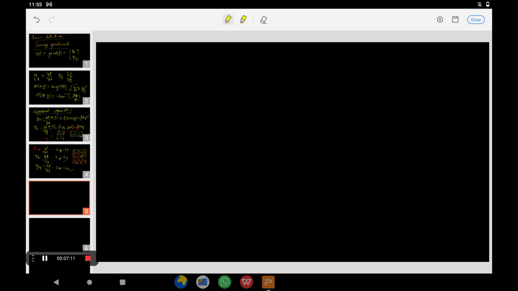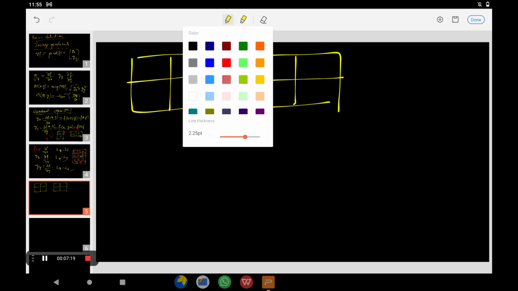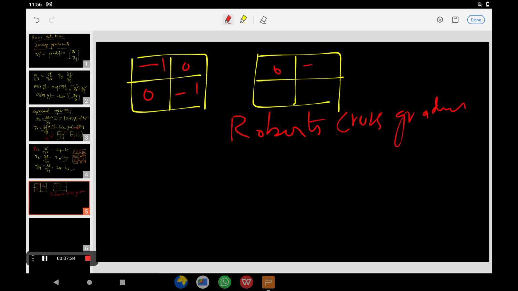For Roberts also, they propose the 2x2 image gradients. I will represent the Roberts cross gradients. The Roberts cross gradients propose this one. In this case, also -1, 0, 0, -1. Here 0, -1, +1, 0. This is the Roberts kernel point of view.